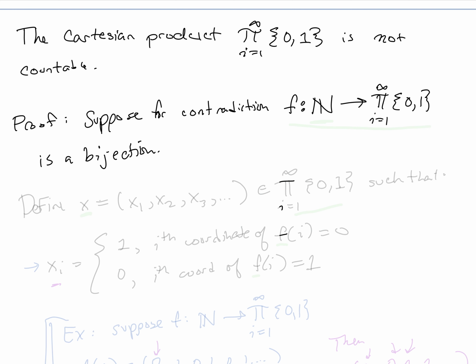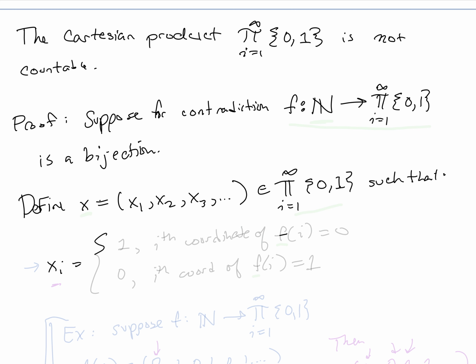So here is how we're going to do it. We're going to define a particular element x, and x is going to be an element of this set, this infinite tuple with elements 0 and 1. So x1, x2, x3, and so on, forever. That's an element of this set that we're trying to prove is uncountable, the Cartesian product from i equals 1 to infinity of the sets {0, 1}. And we're going to define it in this way.